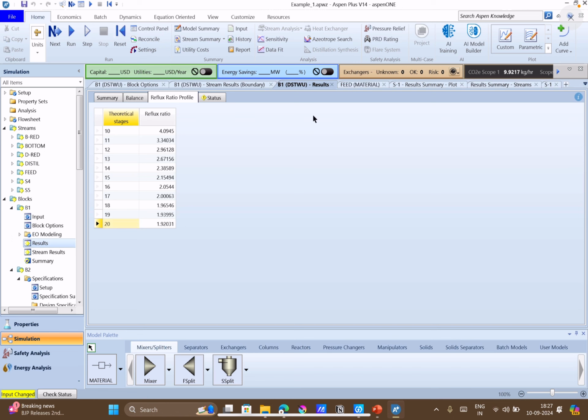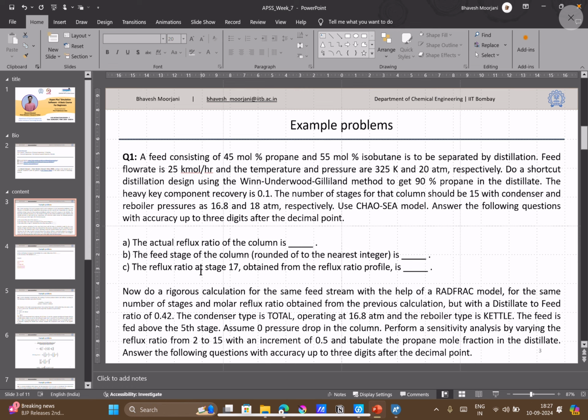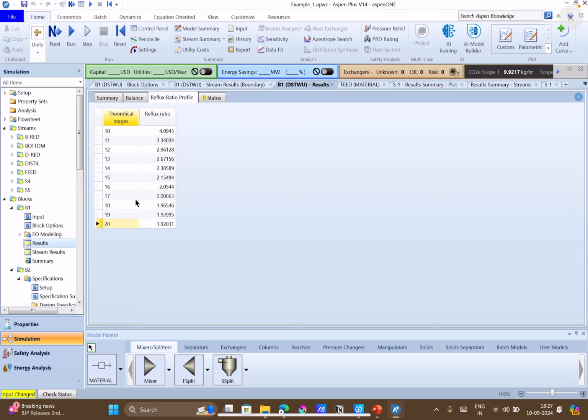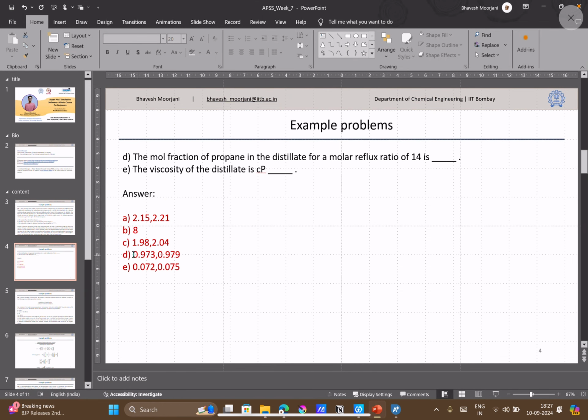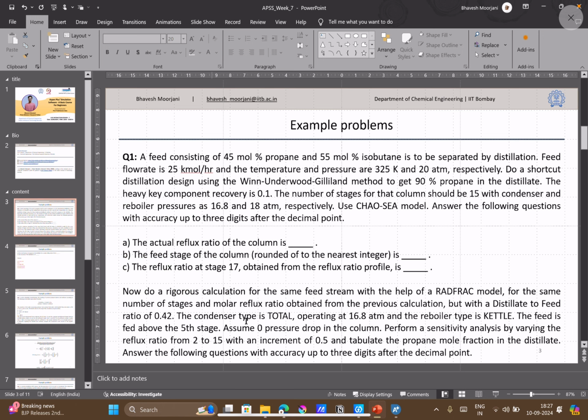And if you see, what has been asked of us is the reflux ratio at stage 17 obtained from the reflux ratio profile. So for 17 theoretical stages, the reflux ratio is 2.00063, which is in between 1.98 and 2.04. So that was the basic DSTWU calculation.